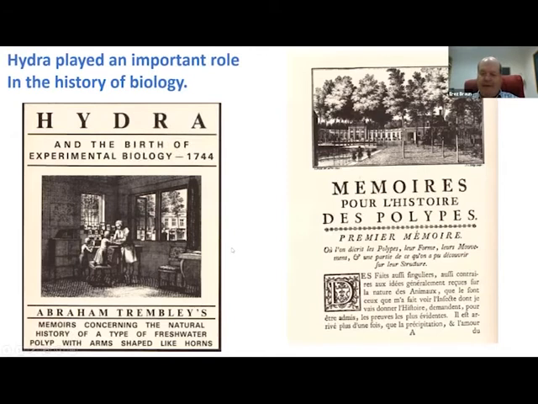Now Hydra played a really important role in the history of biology, because this guy, Abraham Trembley, who was a mathematician, started to play with Hydra, and he found regeneration. People didn't believe him at the beginning that Hydra can really regenerate if you cut it. But then it became clear that this is a new process in biology. And the most important contribution of this guy was these four memoirs that he wrote in French. This is mid 18th century, and this is considered the birth of experimental biology.